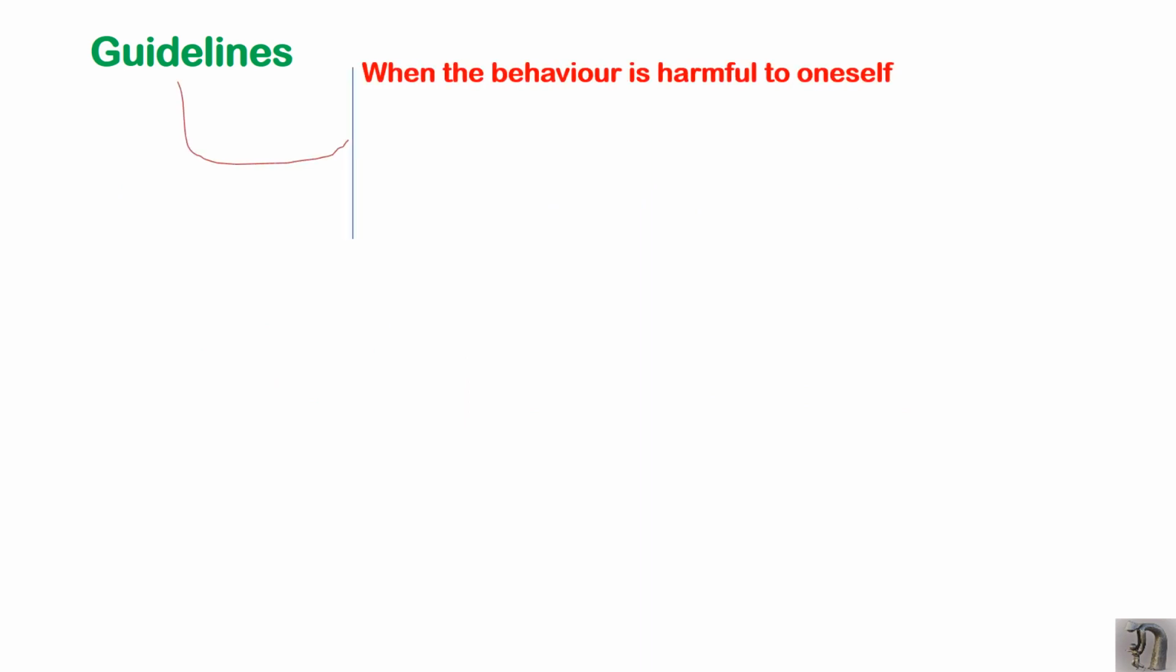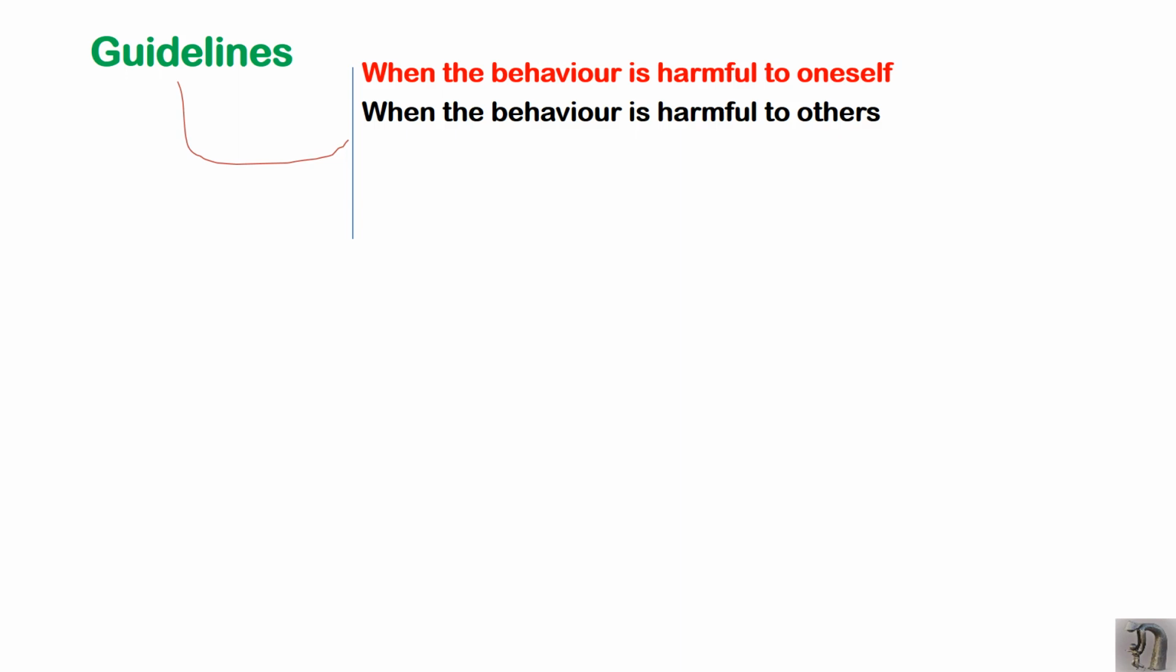So when the behavior is harmful to oneself, if the child is doing undesirable behavior, let us say the child is spitting on others, that means it's not harming himself. Let us say the child is banging the head, that means it's harming himself. So you need to check very clearly. When the behavior is harmful to others, for example, if he has a habit of throwing objects, whether it is harming others or not, you need to check.